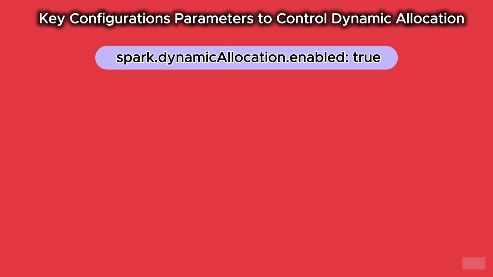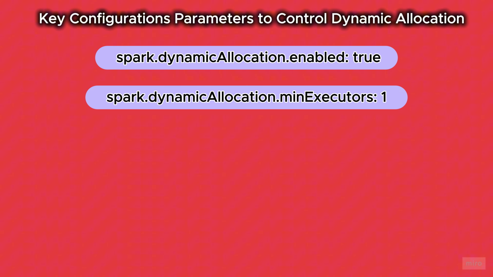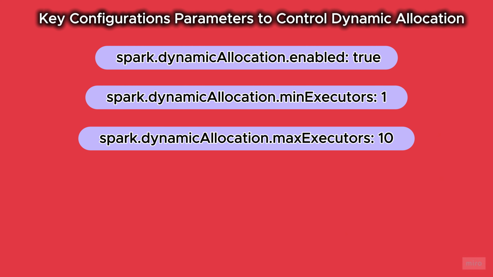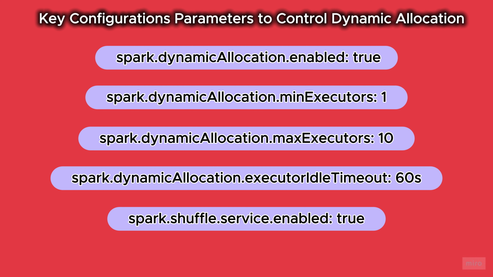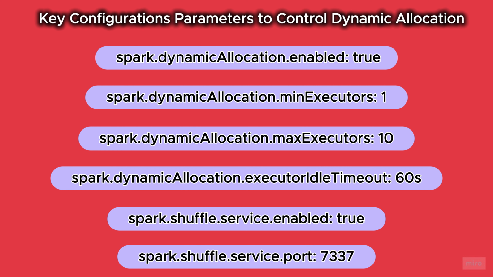To control dynamic allocation, Spark provides several important configuration parameters. The most fundamental is spark.dynamicAllocation.enabled, which you need to set to true to activate the feature. You can also define spark.dynamicAllocation.minExecutors, which sets the minimum number of executors that will always be running, and spark.dynamicAllocation.maxExecutors, which limits the maximum number of executors that can be requested. The spark.dynamicAllocation.executorIdleTimeout setting determines how long an executor must be idle before it becomes a candidate for removal. Finally, remember that the spark.shuffle.service.enabled property must be set to true for dynamic allocation to work correctly. Also, along with this, we need to specify the spark.shuffle.service.port.